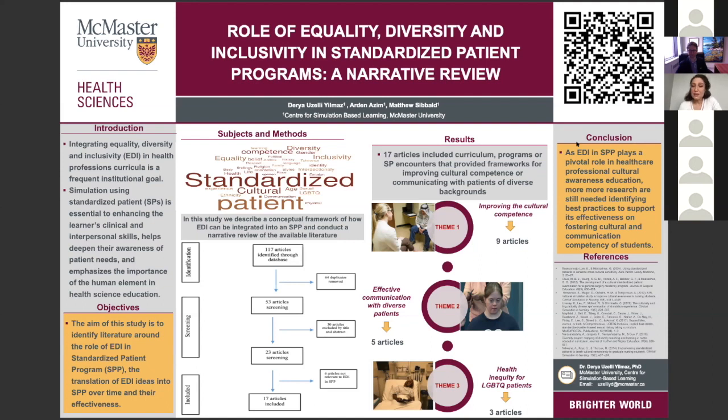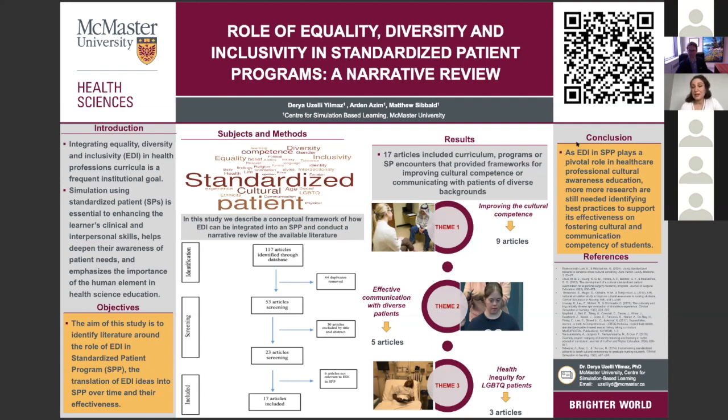So an SP is a healthy person who is trained to represent patients, and an SP program is responsible for supporting and delivering SPs to help in the training and assessment of learners in their education.